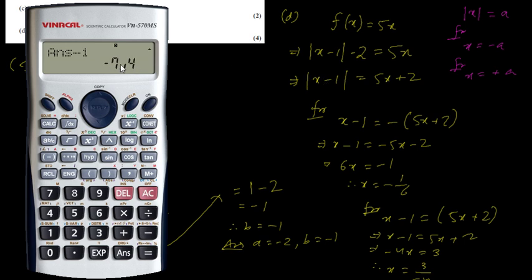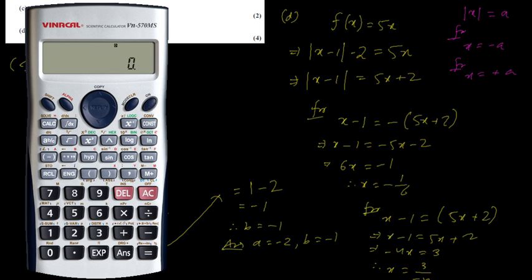If I remove the absolute value, it would be 7 by 4. So on the left hand side we have 7 by 4. Now let's check the right hand side. So 5 into minus 3 by 4 is minus 15 by 4. So minus 15 by 4 minus plus 2. So plus 2. So this is minus, this is positive, and this is negative. So that doesn't hold true.